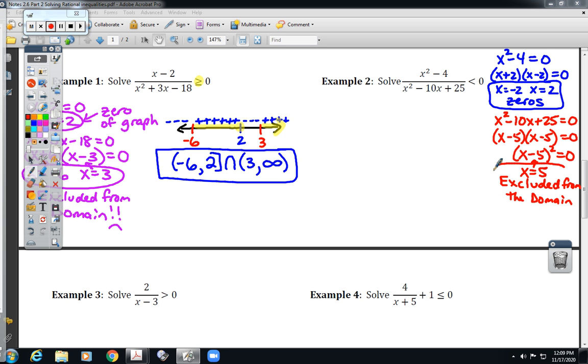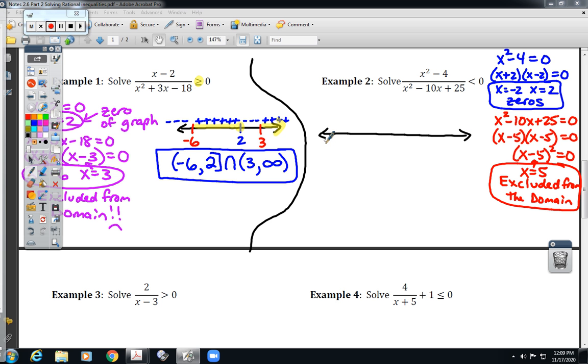All right. So we go to make our sign chart. Get all this stuff separated out here. We need those three values on our sign chart. We've got negative 2, which is a 0. We've got positive 2, which is a 0. And we have positive 5, which is an excluded value.